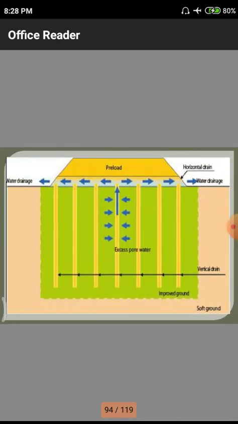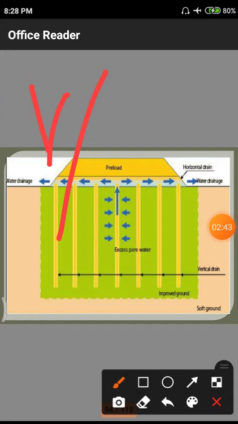It is a vertical cross section, not a horizontal cross section. If it is a horizontal cross section, we need to look at a top view. If it is a vertical cross section, we have to see a side view.